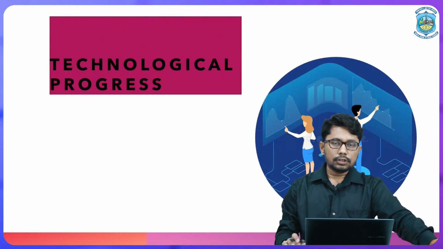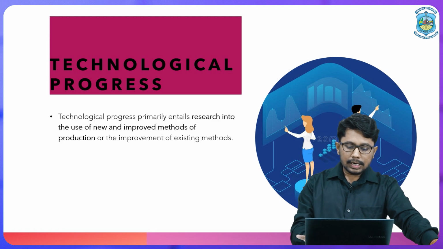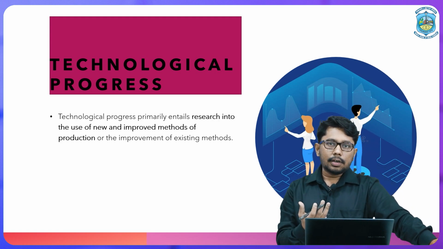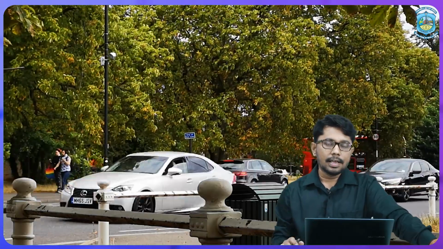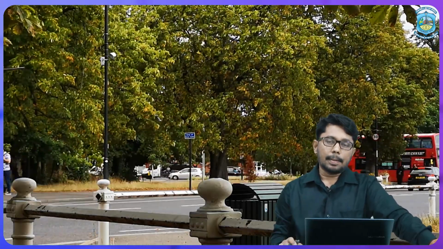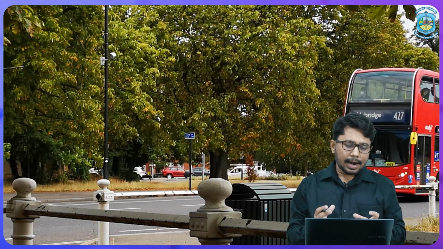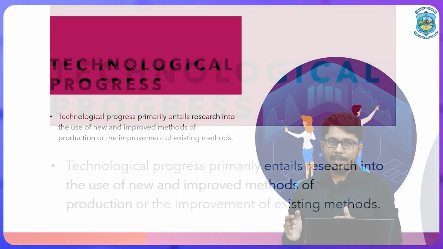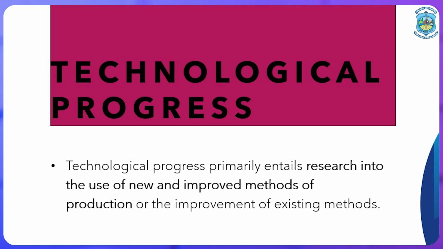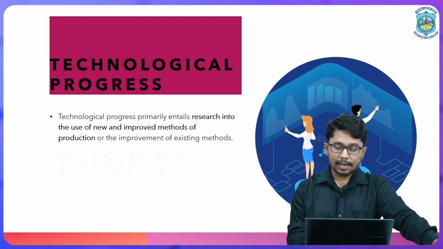The third one is technological progress. You know, the countries that have technological progress will automatically lead to development. I will give you some examples: if you see Japan, Germany, Korea, specifically South Korea, and America. All these countries had technological progress, and ultimately it led to development in their society as well as in the nation. Technological progress primarily entails research, the use of new and improved methods of production, or the improvement of existing methods.